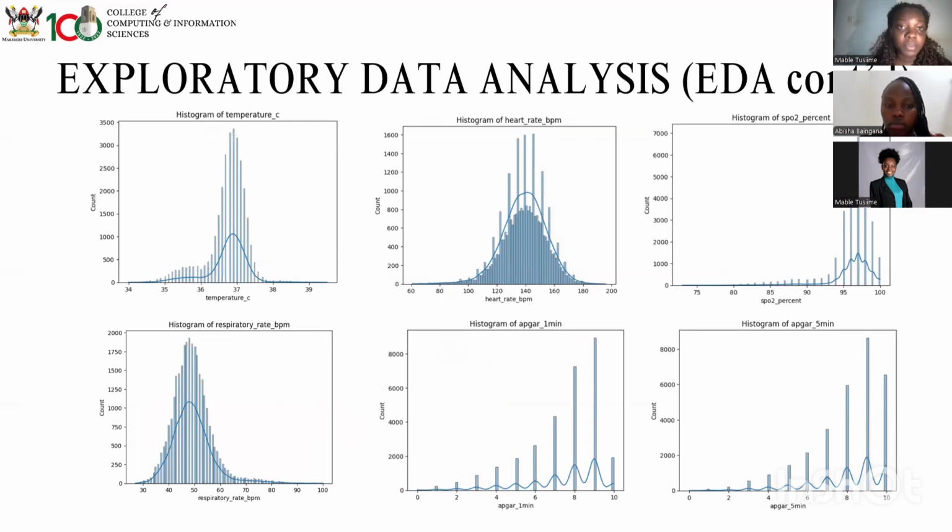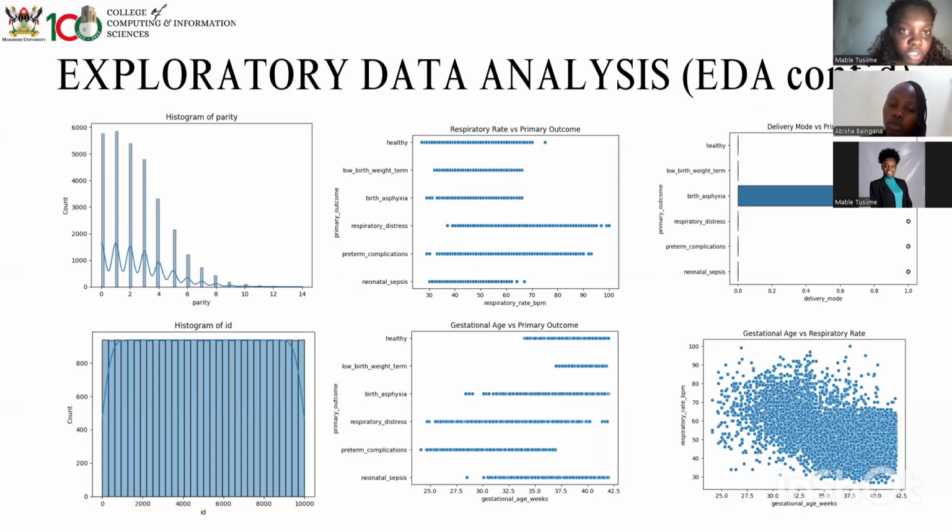And then here we have some vital clinical data that can be indicators of illnesses. So we have temperature, and then we have the heart rate, we have the respiratory rate, and then we have spatial oxygen, and then Apgar 1 minute and Apgar 5 minutes, which is basically if there was an emergency within 1 minute and 5 minutes of giving birth to this infant.